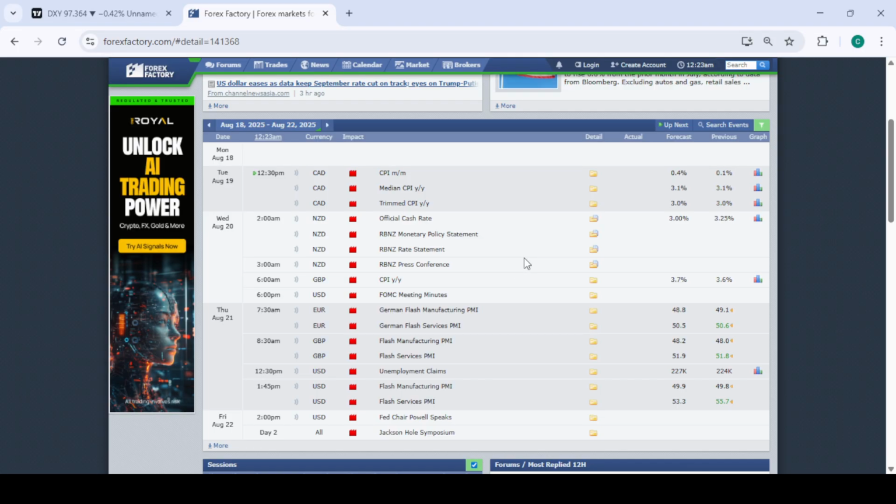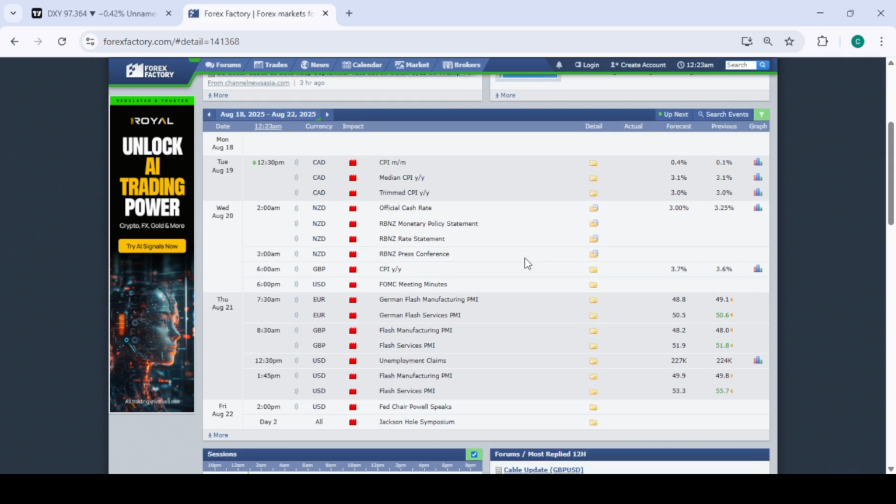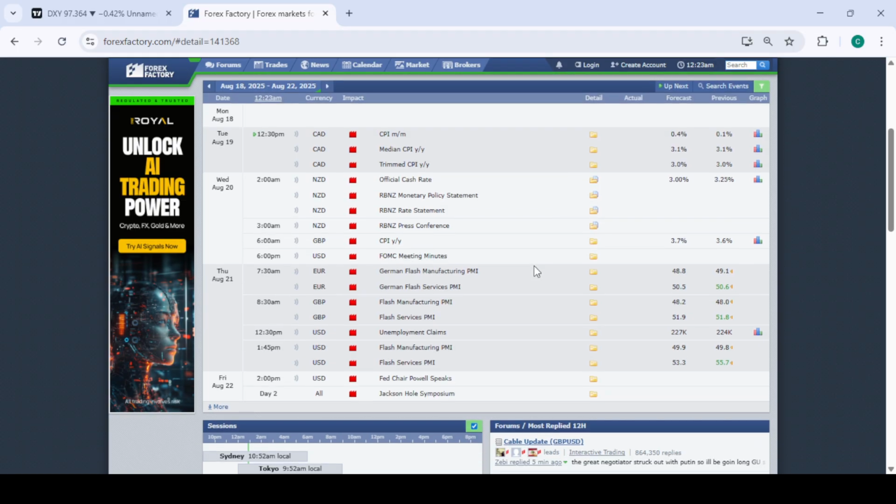We also have the GBP CPI later that morning, and then there's FOMC meeting minutes, and then on Thursday we have the flash manufacturing PMIs for Euro, for GBP, for USD, and we also have the unemployment claims for USD on Thursday.